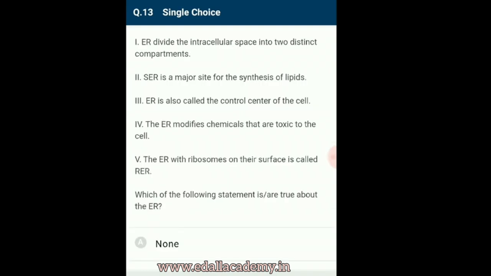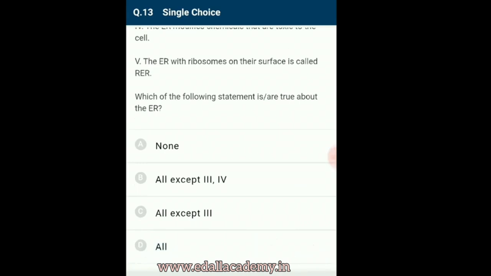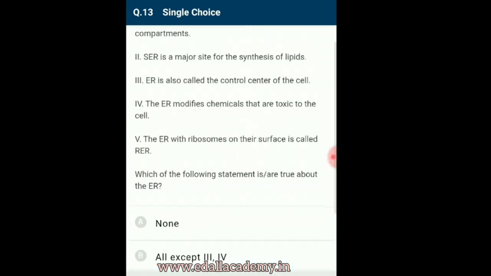5 statements are given. From that, which of the following statements are true about endoplasmic reticulum? Endoplasmic reticulum is a single membrane bounded tubes which forms channels in cytoplasm. It consists of an empty lumen, thus it divides cytoplasm into 2 compartments, luminal chamber inside endoplasmic reticulum and extraluminal chamber outside endoplasmic reticulum. Smooth endoplasmic reticulum carries out lipid synthesis and detoxification of toxic chemicals. So the answer is option C. All are true except the third statement.